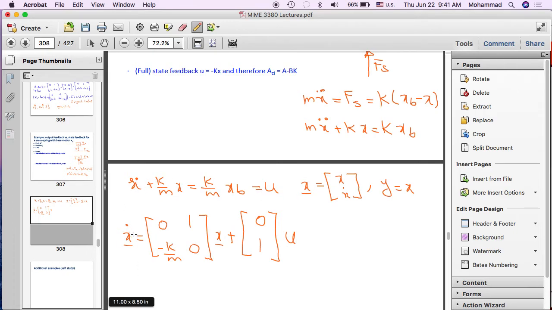So x double dot, which is the derivative of x2, is equal to minus k over m times x, which is the first state variable, plus 0 times x dot. So that's why the second element of row 2 is 0. So we have this, and then the second portion of the state space model is [1, 0] times x, and d is 0.